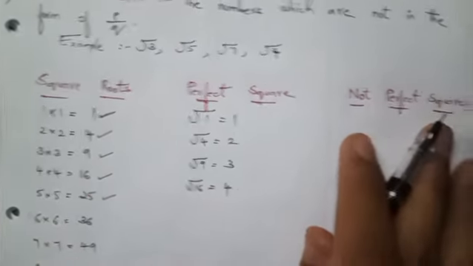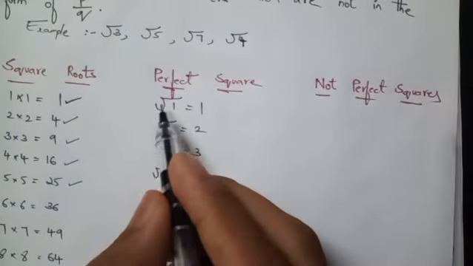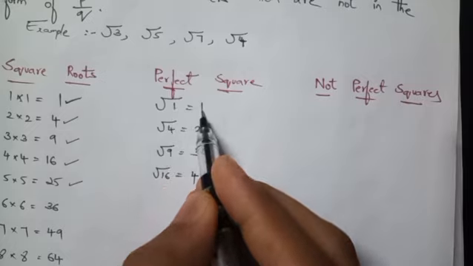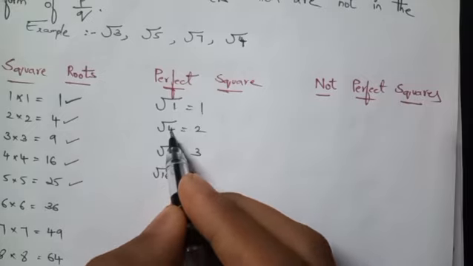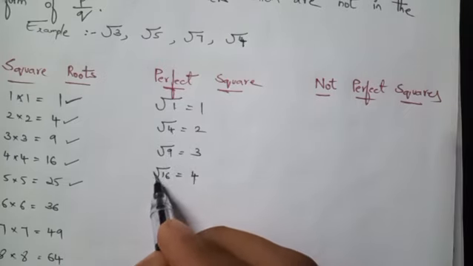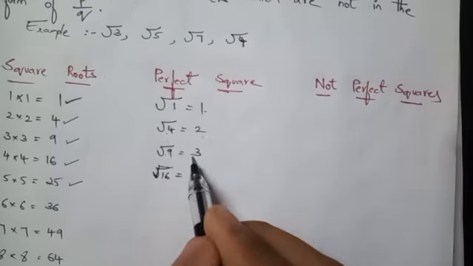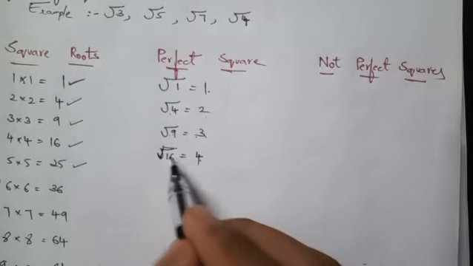Okay. So what are perfect squares? These are perfect squares. Root 1: 1 one is 1. 2 twos are 4. 3 threes are 9. 4 fours are 16. The root of 1 is 1. The root of 4 is 2. The root of 9 is 3. The root of 16 is 4.